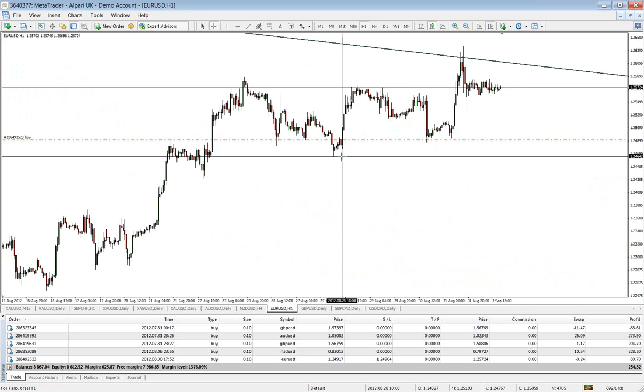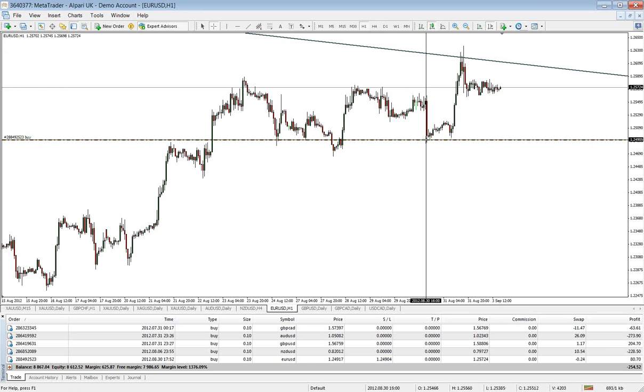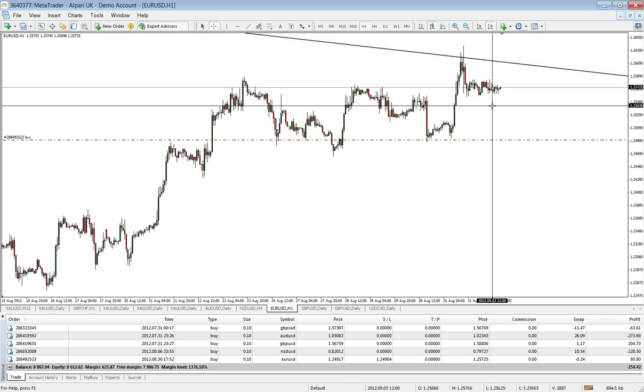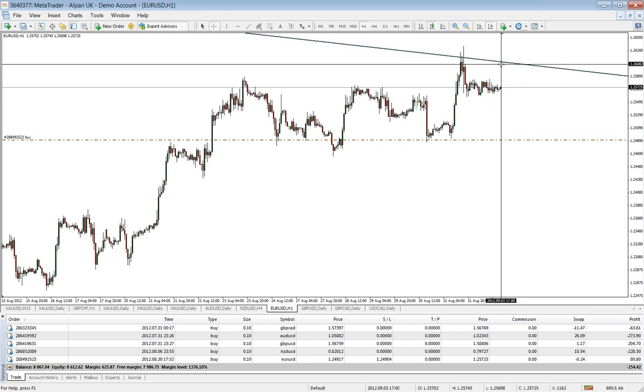Let's look at the lower time frame. You can see we bought the euro dollar right at this low here. We're still holding this position, and most probably the euro dollar will continue the uptrend.